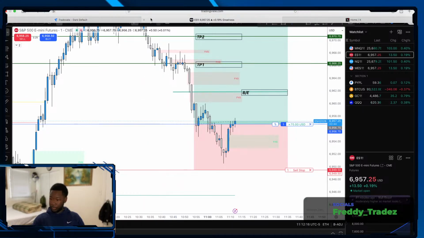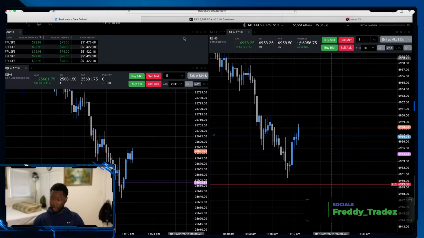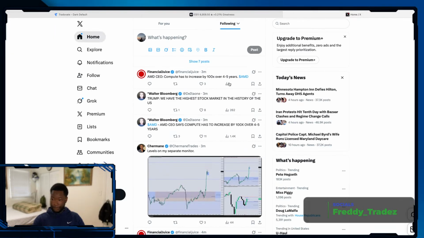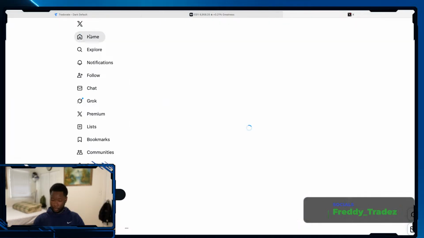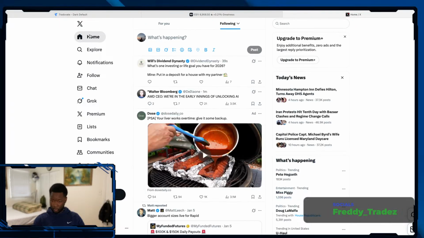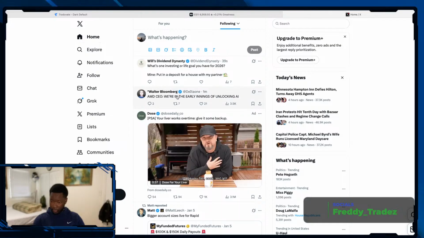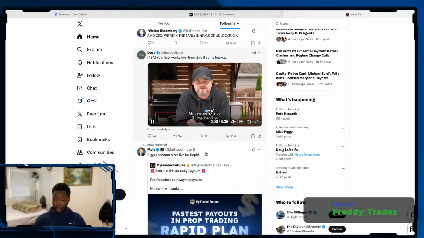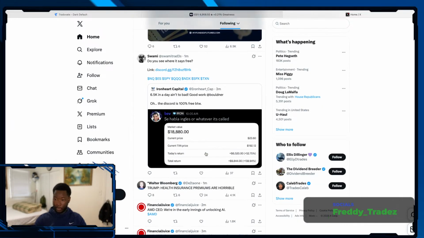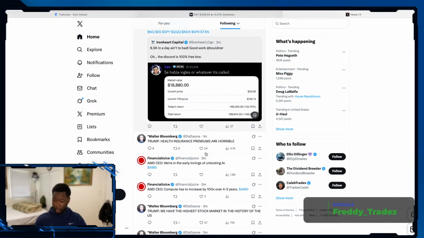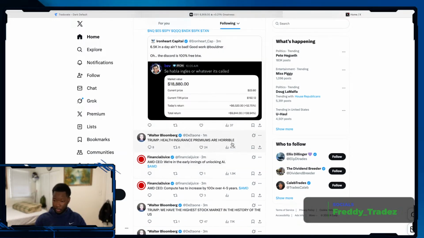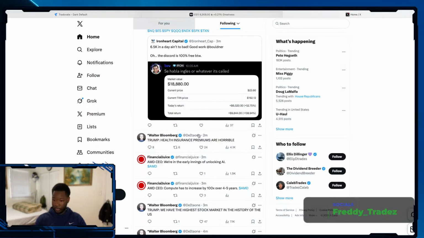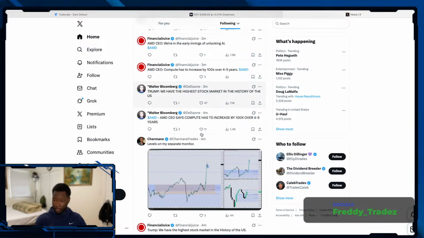See what Trump is saying. Getting to move back up. It's good. See what he's saying on Twitter. Nothing new from Trump. AMD CEO says we're in the early innings of unlocking AI. That is bullish right there. That's probably why NQ is a bit stronger. Health insurance premiums are horrible. Alright, what is Trump talking about? Jeez. Say some good things for the market, Trump.